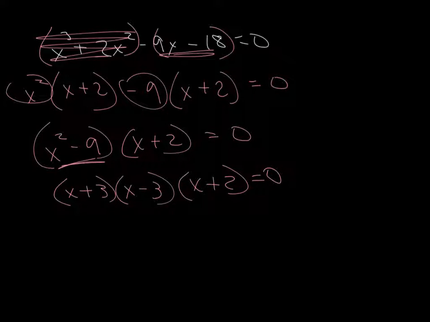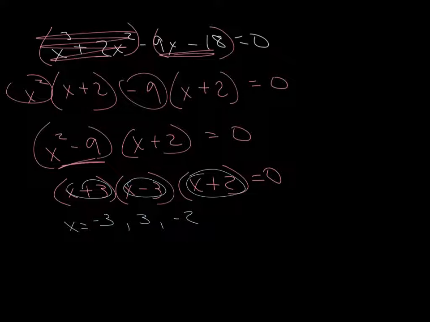Now, remember up here, my largest exponent was a 3, so that means I'm going to have 3 answers. So x is going to be negative 3 for this one, positive 3 for this one, negative 2 for that one. So those are the 3 answers that I get for this problem.